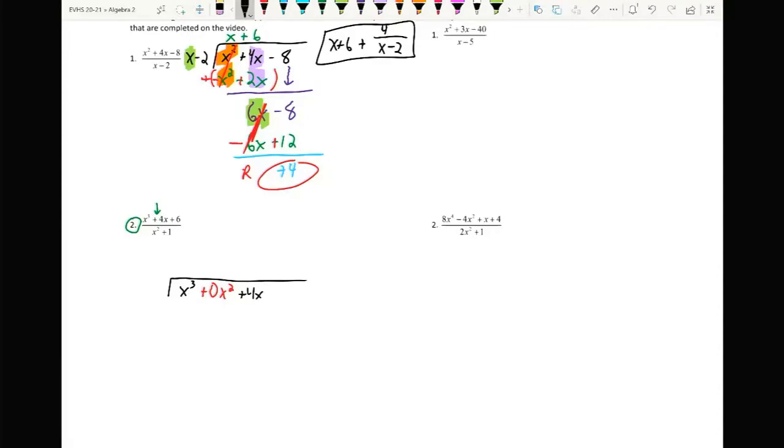Now I do plus 4x plus 6, and now I do x squared plus 1 on the outside. Again, we're keying off of the first terms. So what do I need to multiply by x squared to get x cubed? That's just going to be an x. And now we're going to multiply through. X times x squared is x cubed. X times 1 is 1x. Now we're going to subtract everything out.